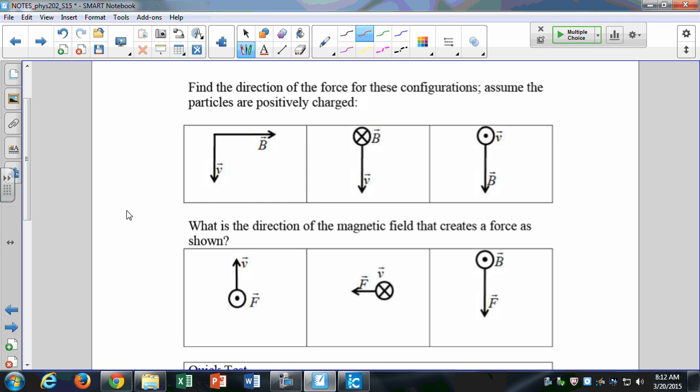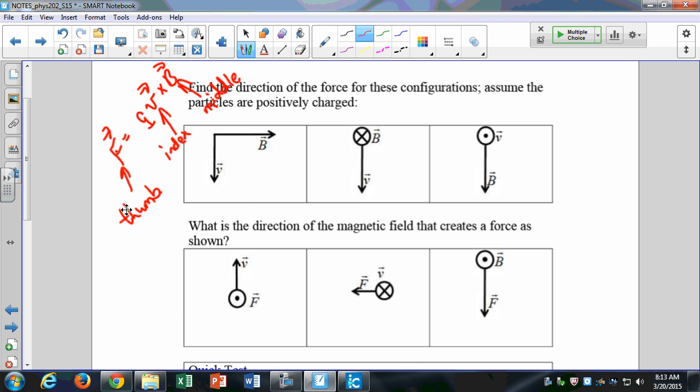So here I have some different configurations. I have charges moving in a magnetic field. These are all positive charges, and I want to know what is the direction of the force. Now remember, our force is equal to QV cross B. So we can use our right-hand rule: let our index finger go in this direction, let our middle finger go in this direction, and then our force is given by our thumb.